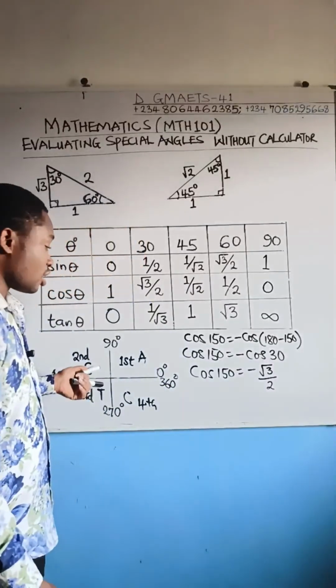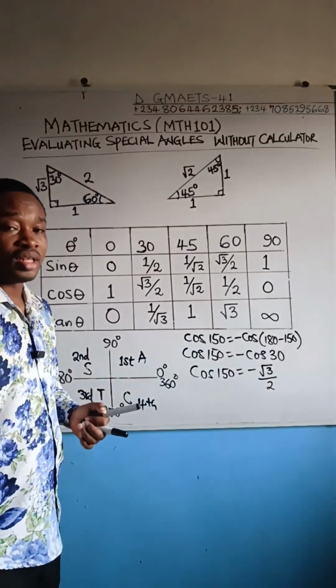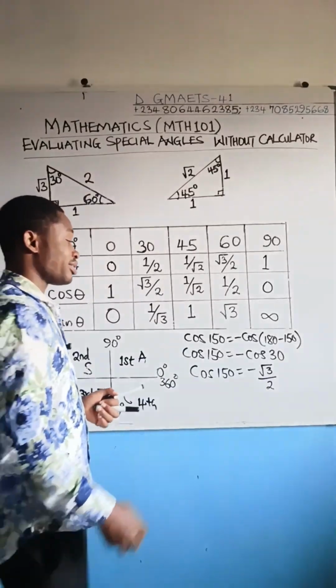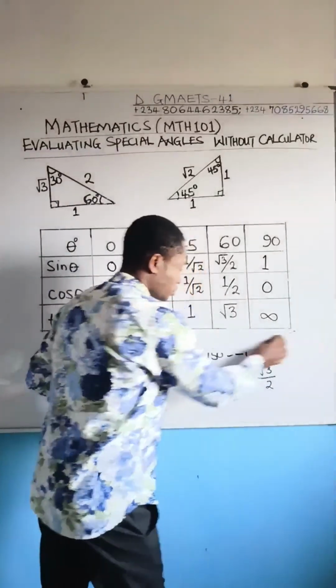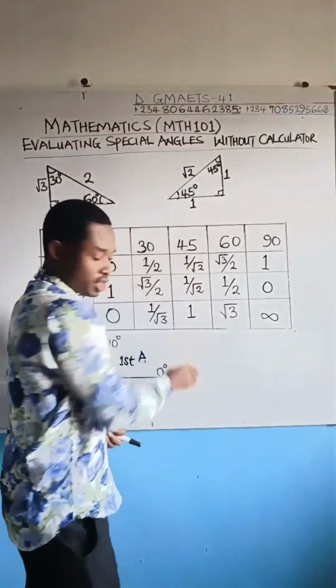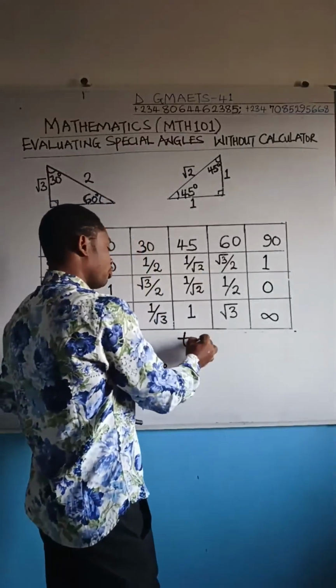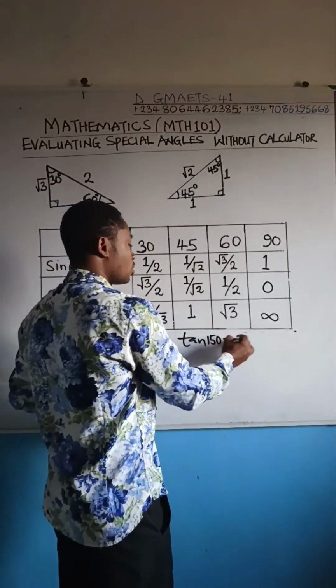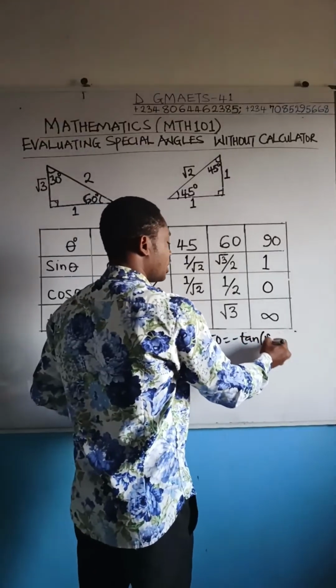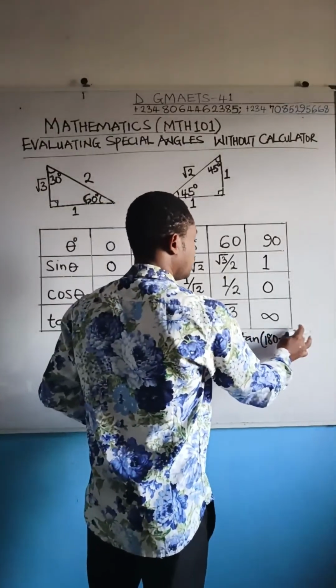Once again, in the second quadrant, tan is negative there, since it's only sine that is positive. Okay, so let's continue. Tan 150. Tan 150 is equal to negative tan of 180 minus 150.